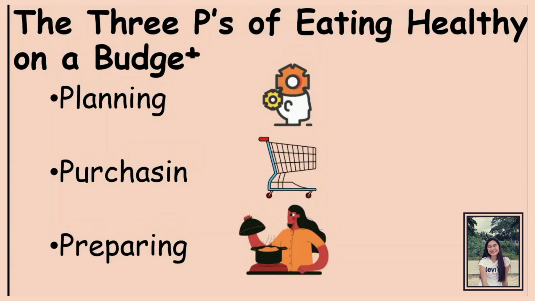Good day, everyone. So let's proceed to our next topic, which is the 3 P's of eating healthy on a budget. So this includes planning or the pagplano, purchasing or the pagpalit, and preparing or the pagprepare. So the question here is, what is the role or what is the essence of introducing the 3 P's?